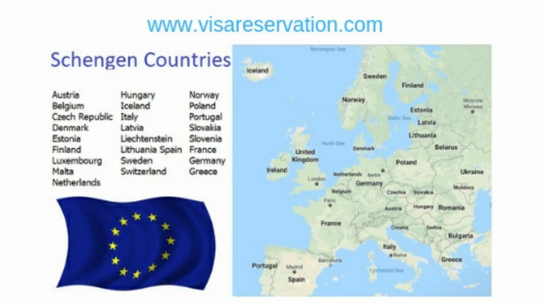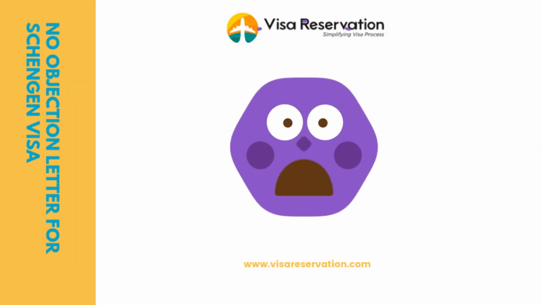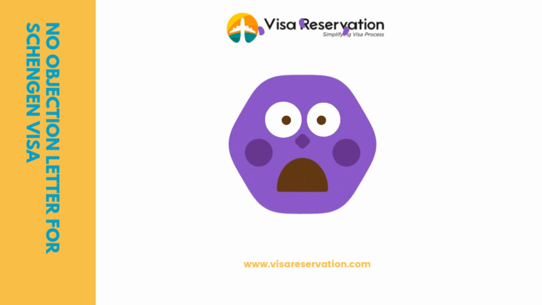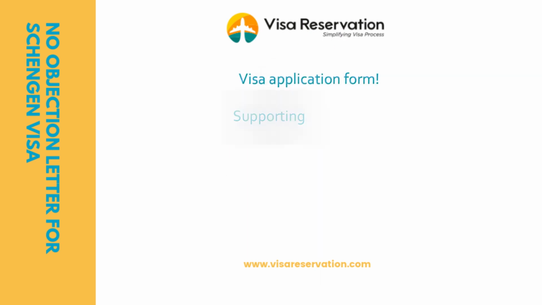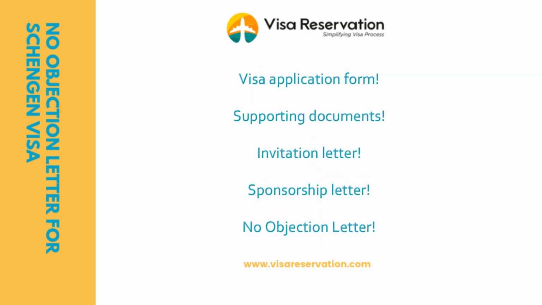If you're planning on travelling to Europe, you may need a visa to be able to enter any of the 26 countries in the Schengen area. The Schengen visa application process can sometimes be a little daunting, and rightly so, with a long list of documents to be submitted plus other documentation such as invitation letters or sponsorship letters. Another one to add to the list may be a No Objection Letter. But what is this and why might you need it?